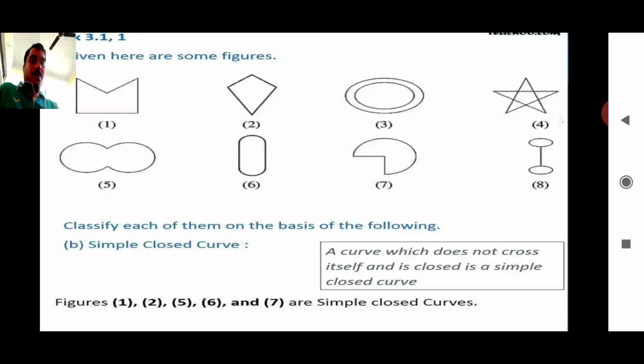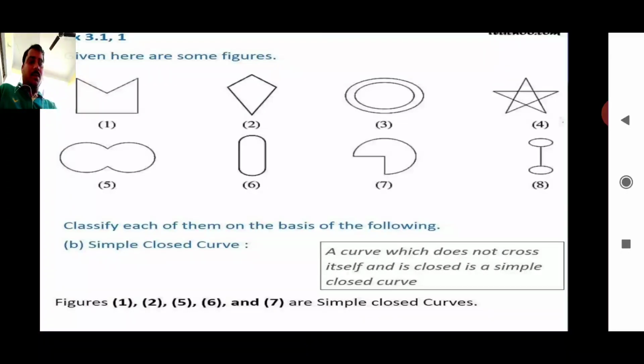Third one is not simple. Fourth one is not simple. Fifth one is simple and closed. Sixth one is also simple and closed. Seventh one is also simple and closed. Eighth one is not a simple figure. So first, second, fifth, sixth, and seventh are simple closed curves.